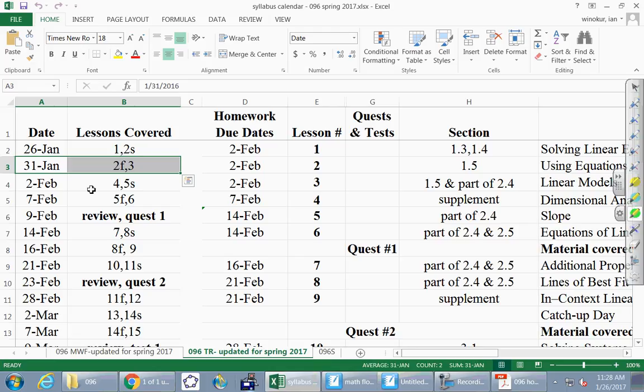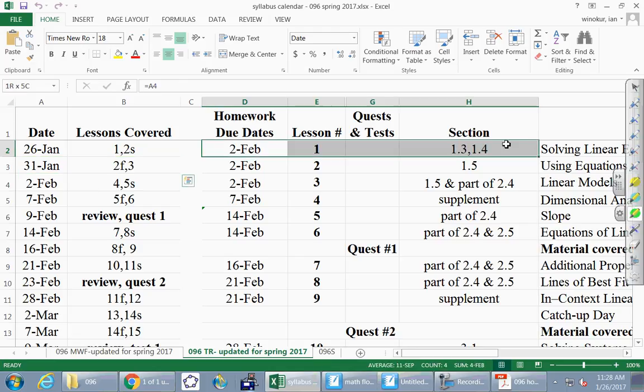So these first two columns behave separately from the rest of this spreadsheet, okay? That tells you what we're doing, but the rest of the spreadsheet gives you a little bit more detail. For example, right here, this is also lesson number 1, the one that we just finished. It covers section 1.3 and 1.4 in your textbook. There's some words describing the material. There's a homework due date. Default is the homework is due the class after we finish the material.